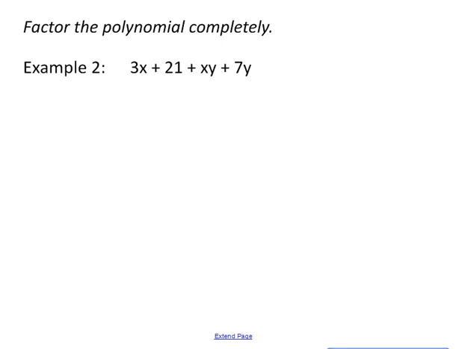Anytime you have 4 terms, you're going to factor by grouping, which we have done before, so you should remember how to do this. So the first thing we're going to do is look for the greatest common factor of the first 2 terms, and they have a 3 in common, so we're going to write the 3 on the outside and divide it out. If we take 3x and divide out a 3, we get x. And if we take 21 and divide out a 3, we get 7.